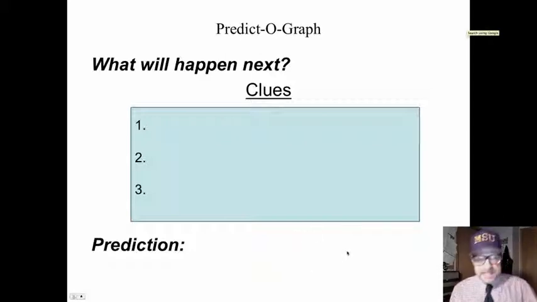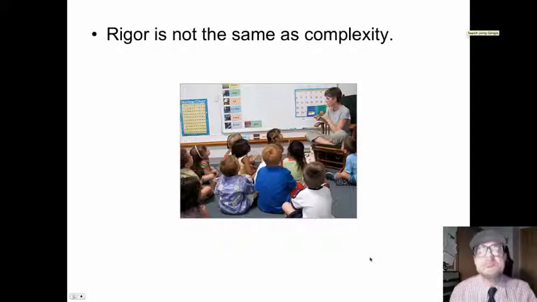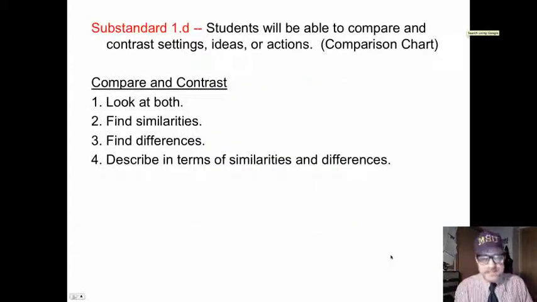Prediction is different from guessing. Prediction is making a guess based on clues. All right, I would just put the predictograph into students' portfolios. Bingo bango, they can do it. Simple. Rigor is not the same as complexity. I should have a book with that title.